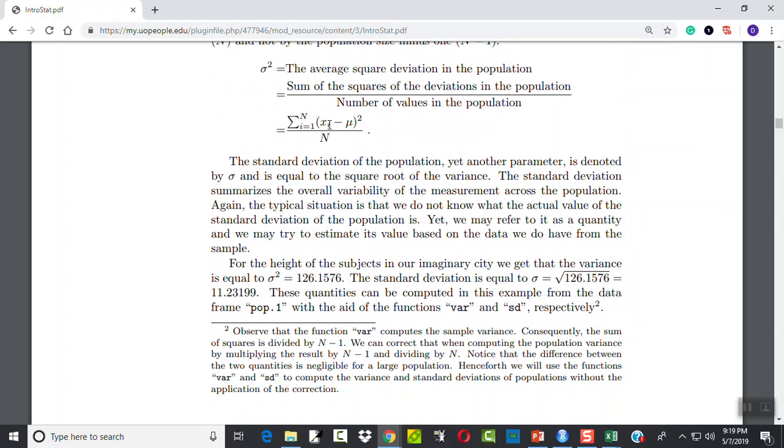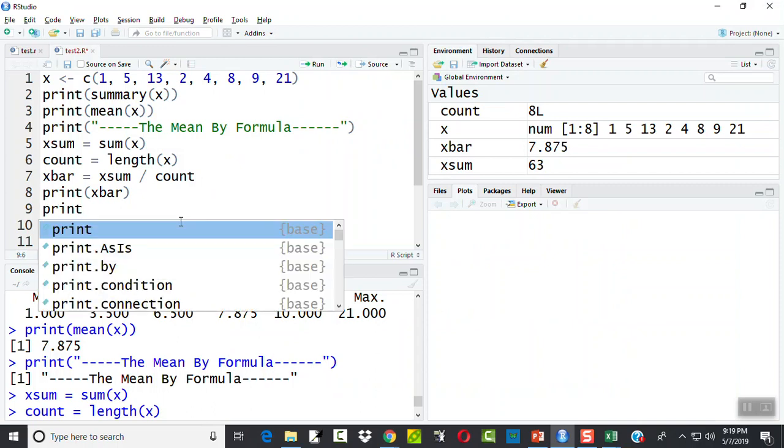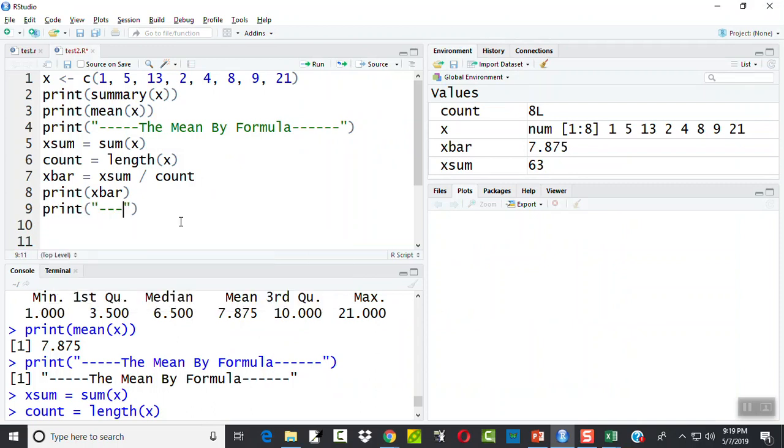Let's go through and find this using this formula here. Well, first off, I need my mean. That's mu. Well, that's good because we have our mean right here. It's x bar. So print the variance by formula.